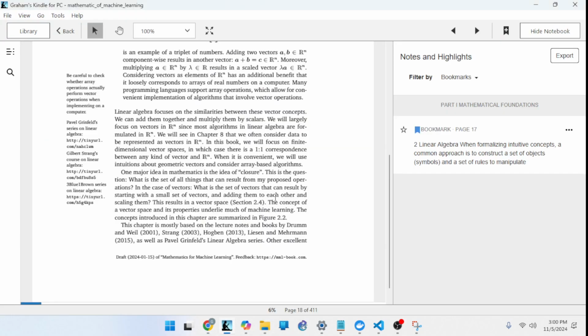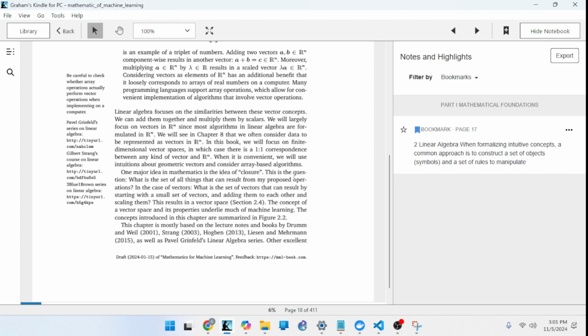All right, so moving on. Linear algebra focuses on the similarities between these vector concepts. We can add them together and multiply them by scalars. We will largely focus on vectors in R^n. Shoot, I don't know how to unpack that. Since most algorithms in linear algebra are formulated in R^n, I need to learn how to unpack that.